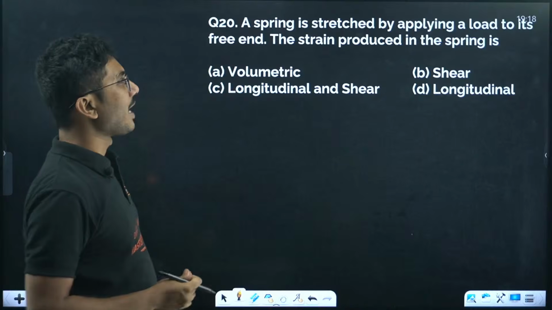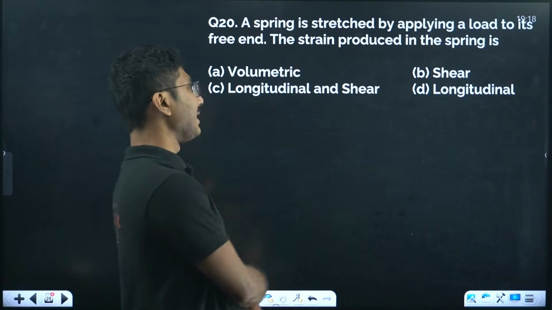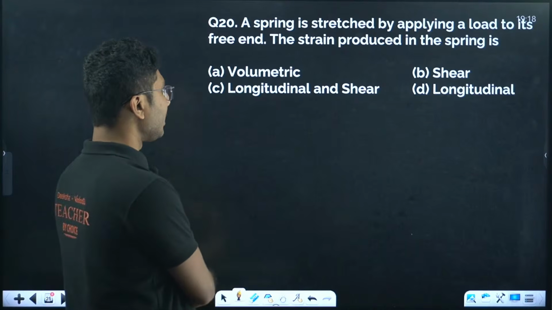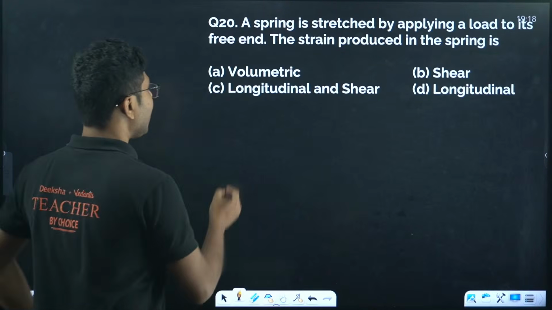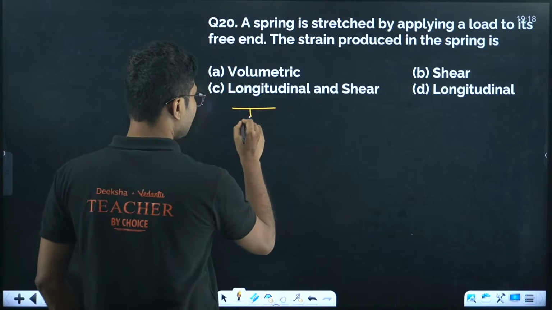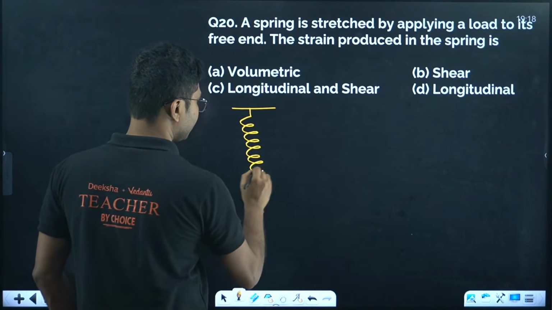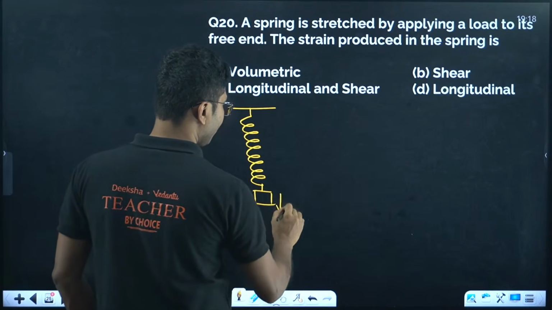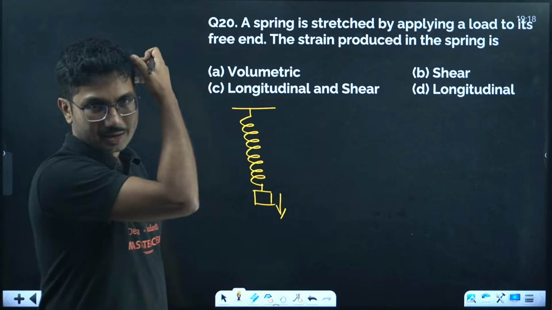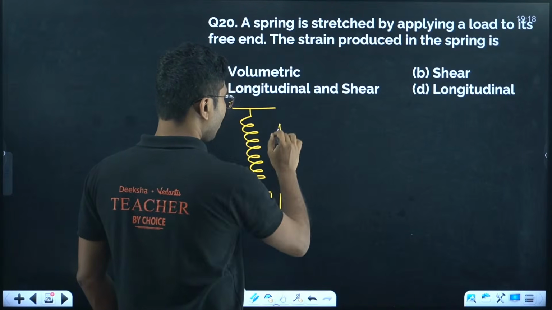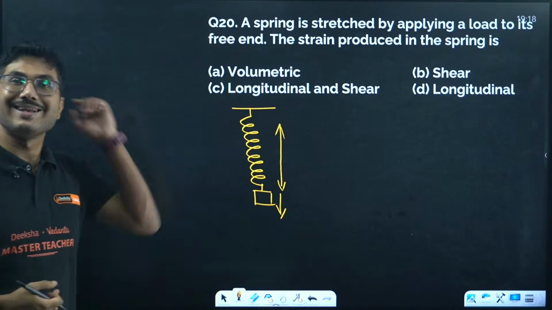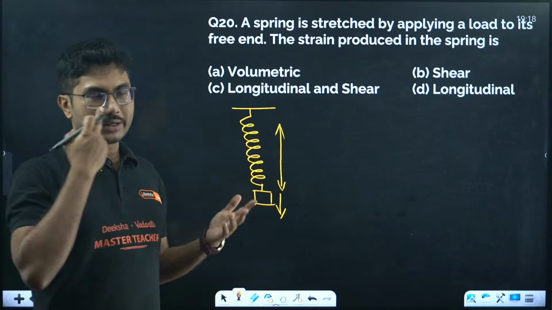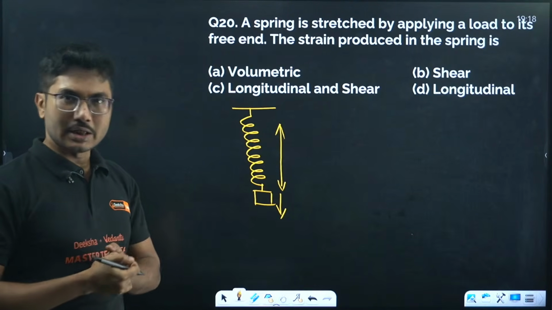A spring is stretched by applying a load to its free end. The strain produced in the spring is: volumetric, shear, longitudinal, or shear and longitudinal. So we have a spring. How does the spring look like? Spring looks like this. Now if you apply some force on this spring, what will happen? It will extend, obviously longitudinally. Longitudinal means lengthwise. So its length will definitely increase. So longitudinal strain is definitely there. If you change its length, longitudinal strain is there.